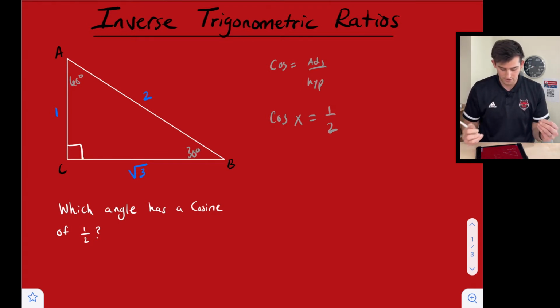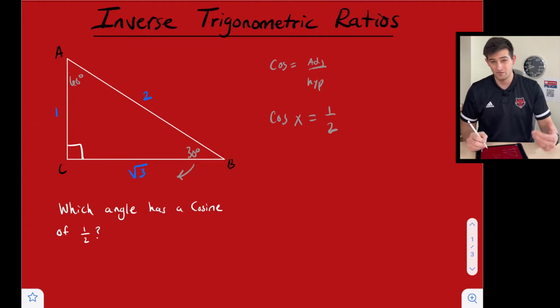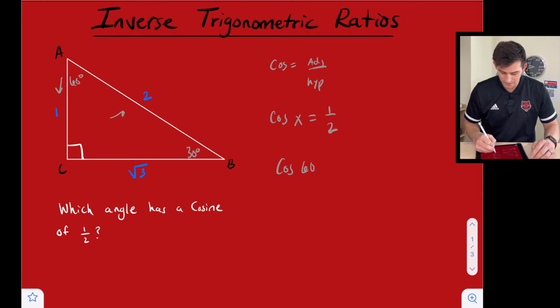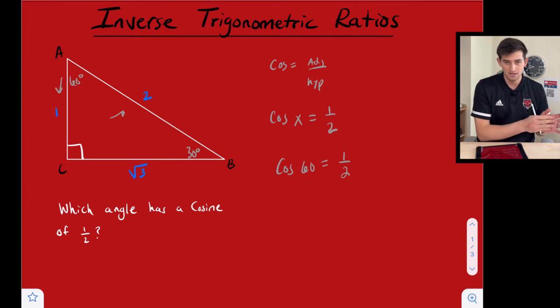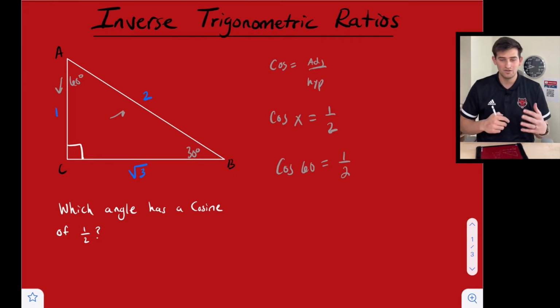So we think adjacent over hypotenuse. Well, if we look at 30, the adjacent side to 30 is root 3, so it's not 30. For 60, the adjacent side is 1 and the hypotenuse is 2. So we're going to say the cosine of 60 is equal to 1/2. Okay, so now if we think about the inverse, if the cosine of 60 is equal to 1/2, then is the inverse cosine of 1/2 equal to 60?